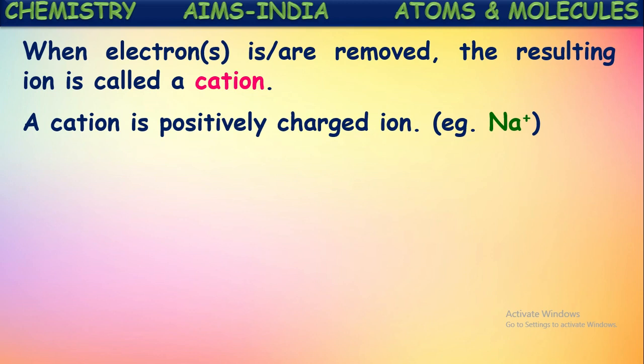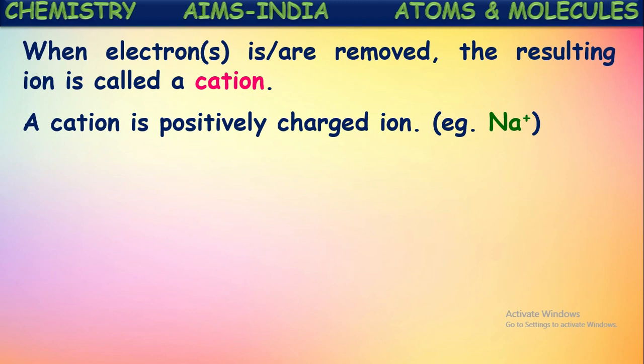We can say, more clearly, unipositive cation. What does it mean? Unipositive means a one unit positive charged ion. How will it be formed? One unit positive charged ion by the loss of one electron. So if you say sodium forms a unipositive cation, from that we can understand sodium loses one electron and forms a positive ion with one unit positive charge.